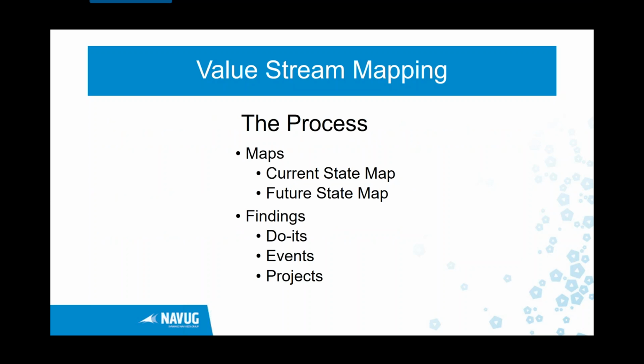So, again, you're going to end up with things under each of these categories: do-its, events, and projects. So the process, we've kind of gone through it, but the process is relatively simple in concept. In execution, a little bit more complicated, but you're going to end up with, on a wall, a current state map. This is what we do today. On another wall, you're going to end up with a future state map. This is what we would like to do. And then my findings, any discussions I want to write up, but then things I can just do to save time: do-its, events, and projects.